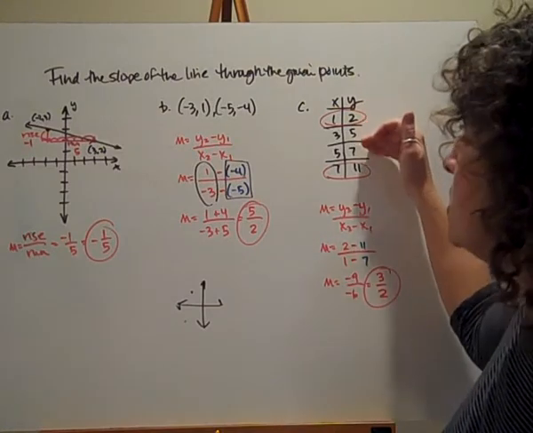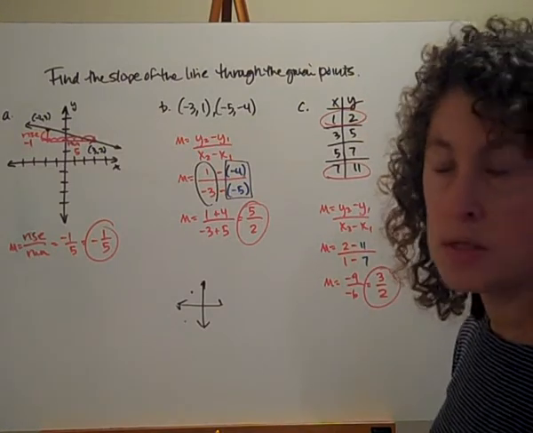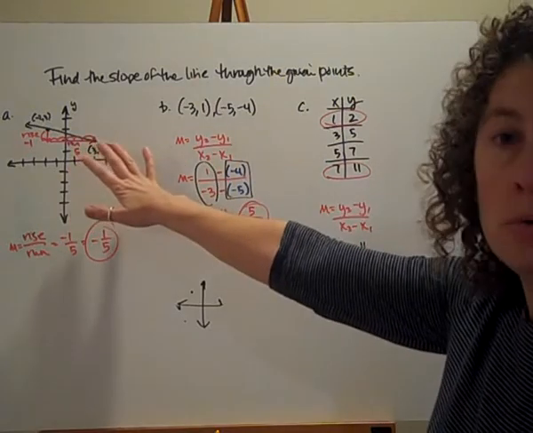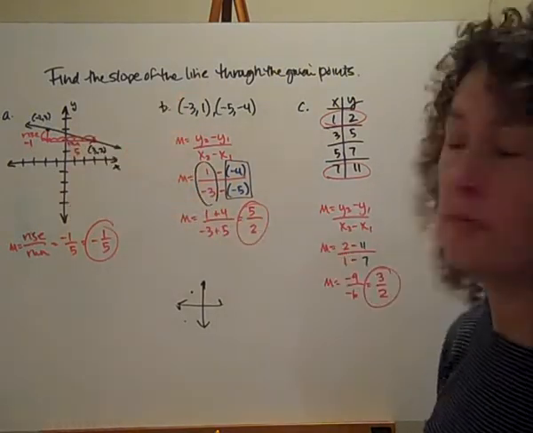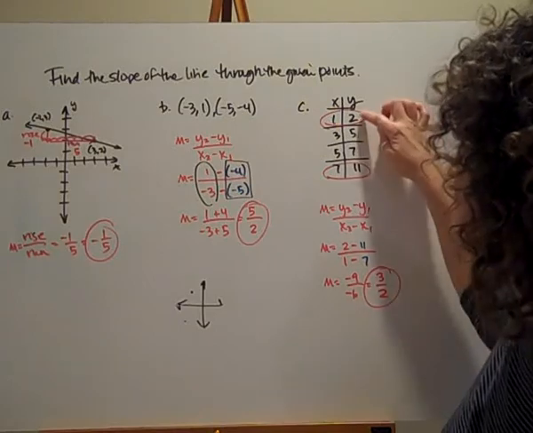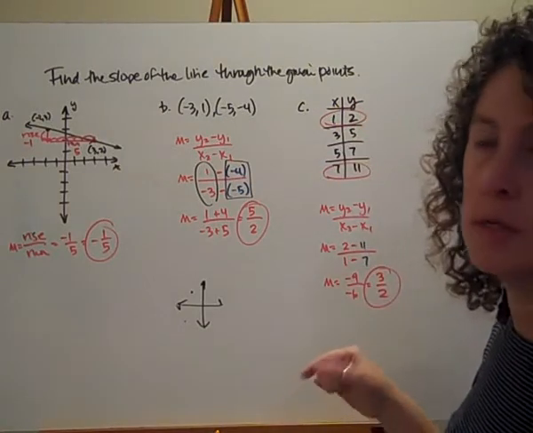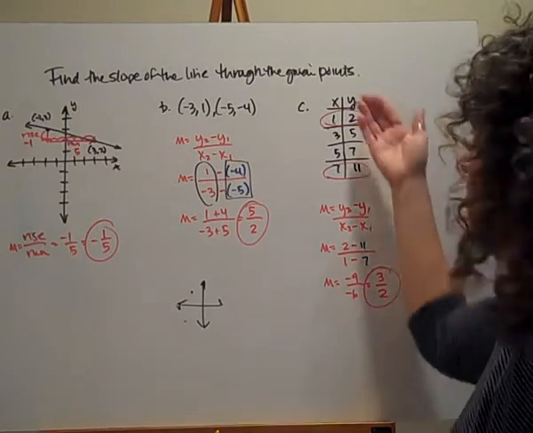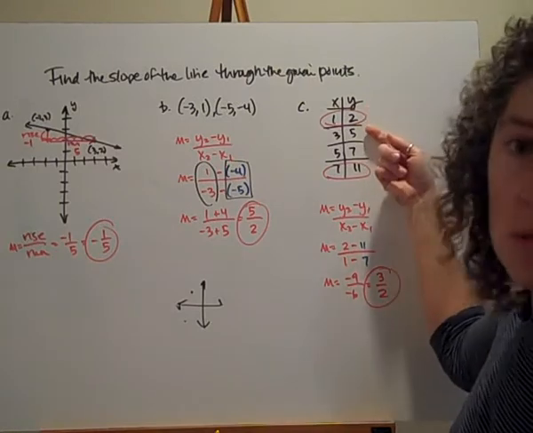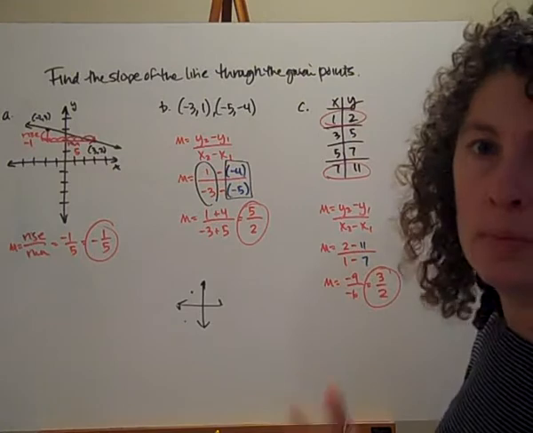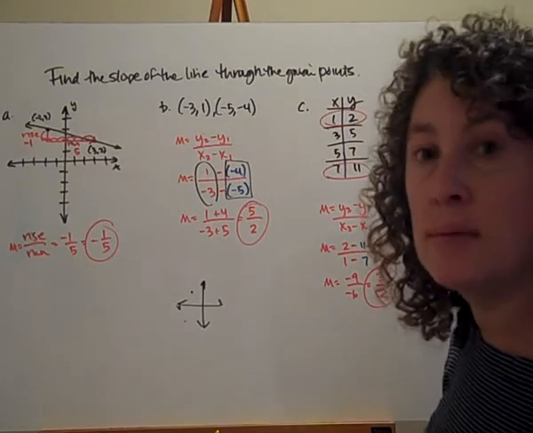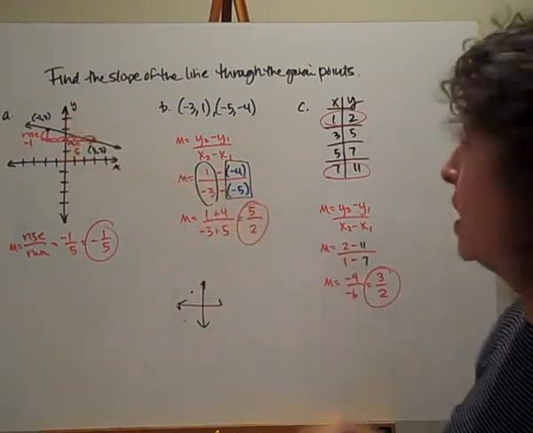And our last example here, I can do this from a table too. Remember that a table is just a little list of ordered pairs that are solutions to an equation that form a line on a graph. So since these are all ordered pairs on that line, I can use any of the ordered pairs that I want. So pick two that seem friendly to you. I picked the first and the last. You could have picked the first one and the second one. Any combination of two ordered pairs will give you the same slope along that line.